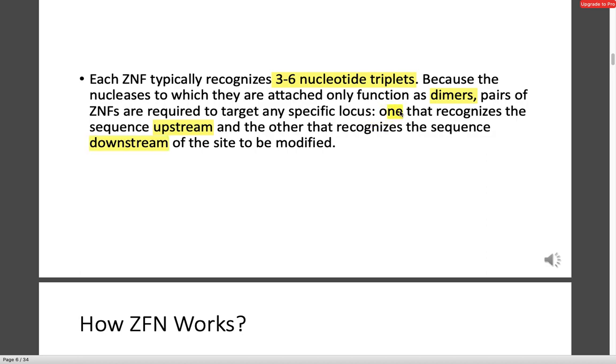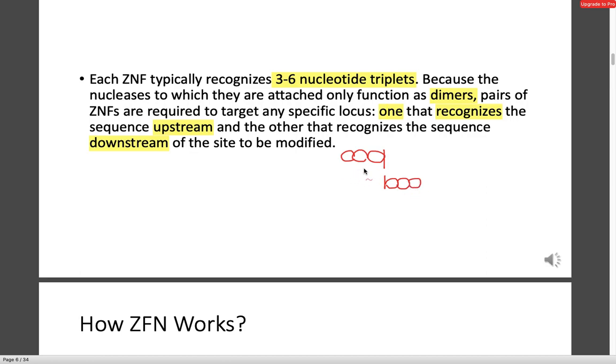So you need to have a set. So at least front and back, and if it's in the middle, you need 4 sets. 2 sets for the ZFN complex, in order for you to insert or delete the sequence. Okay, how does ZFN work?